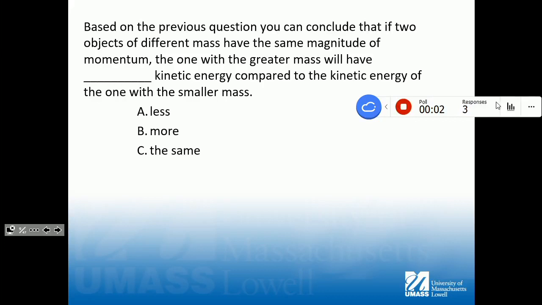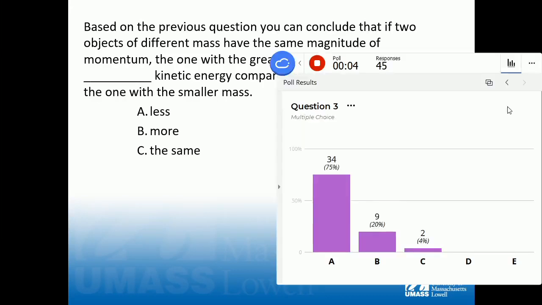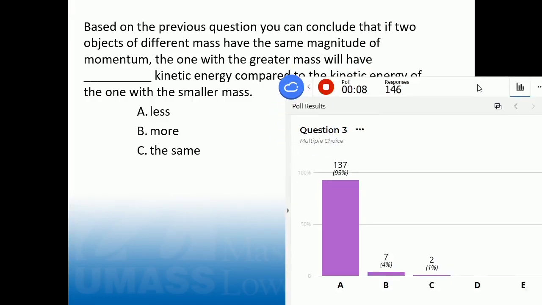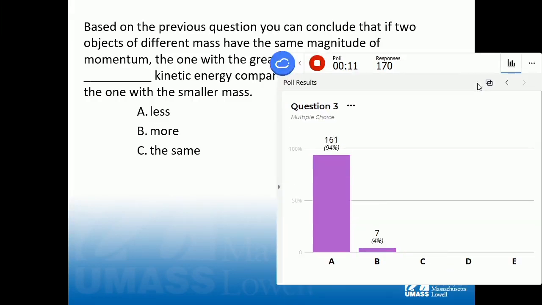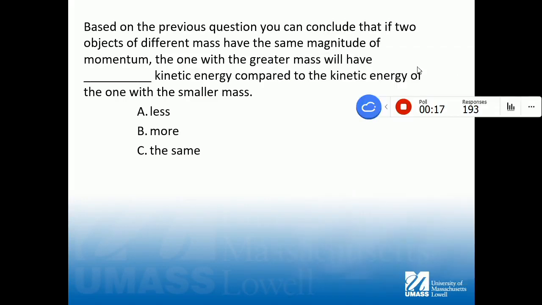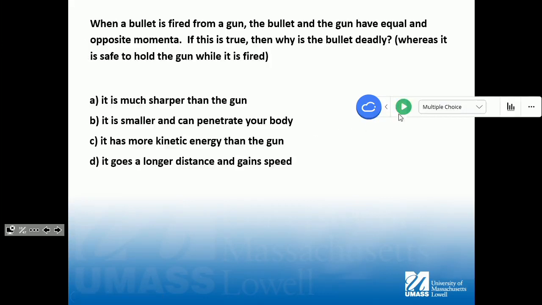Closed out the question. That's fine. Let's see where you guys were at. The one with the larger mass will have a smaller kinetic energy. So A. Right. How do I close this? Click in if you haven't, and then I'll close. Right. Okay.